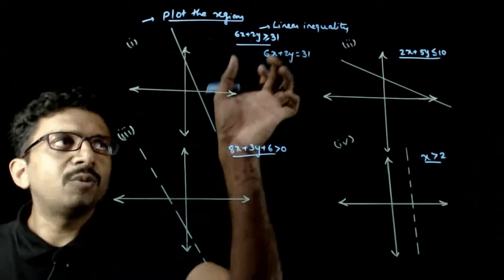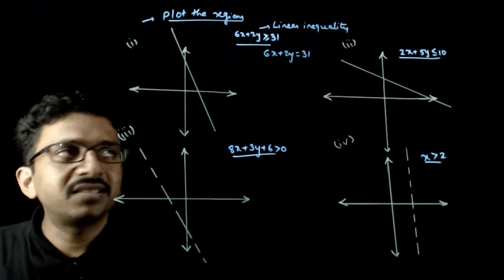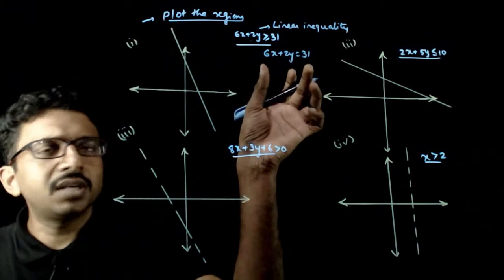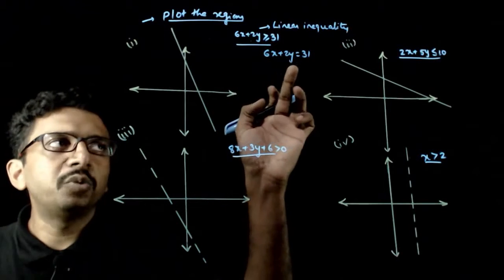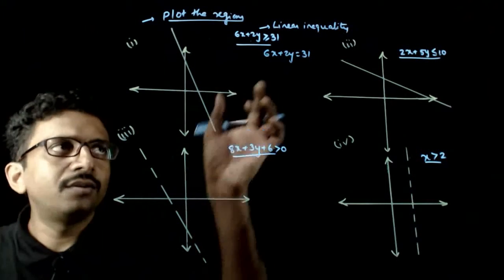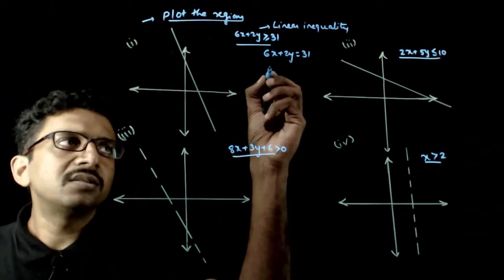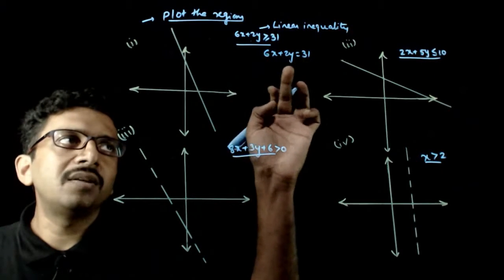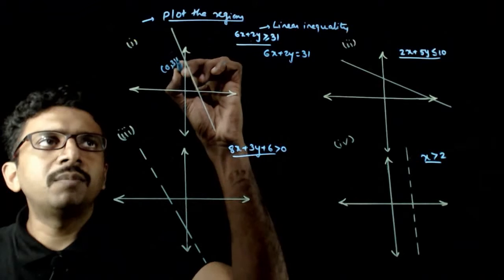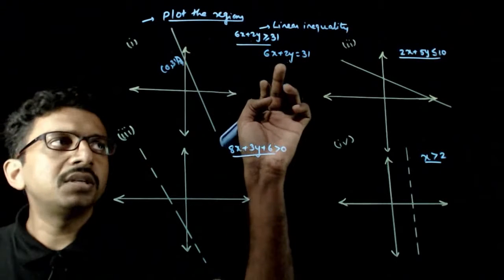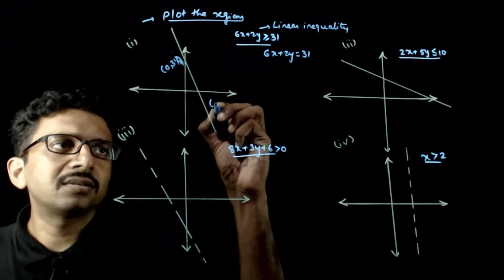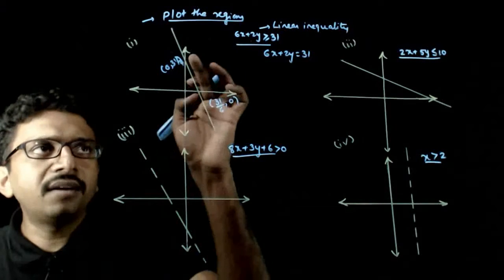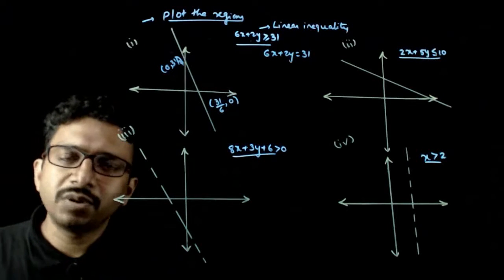So don't directly think about inequality. First you plot 6x plus 2y is equal to 31. You know that this is a straight line which is very easy to plot. To plot a straight line, the easiest method is to find the x-intercept and y-intercept. If you put x is equal to 0, y is equal to 31 by 2, so this is (0, 31/2). And if you put y is equal to 0, x is 31 by 6, so this is (31/6, 0). So you have two intercepts, and if you join the intercepts you get the line.